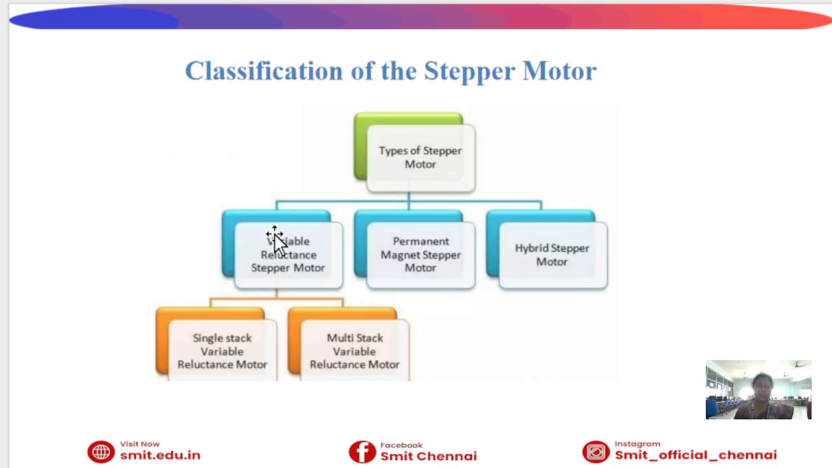And the next is the classification of stepper motors. We have three types: the permanent magnet stepper motor, the variable reluctance stepper motor, and the hybrid stepper motor. In variable reluctance, we have the single stack variable reluctance and the multi-stack variable reluctance.